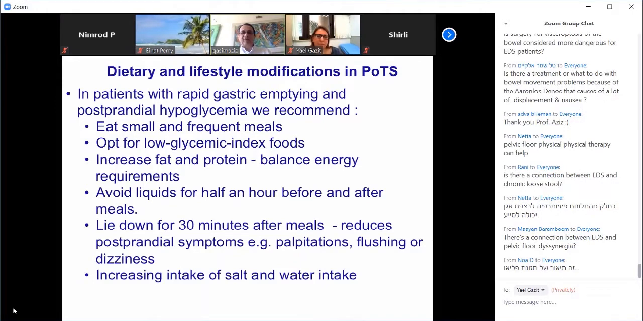Lie down for 30 minutes after a meal, which reduces some of these symptoms of palpitations, flushing, or dizziness. Increase your salt and water intake. And pharmacological management of POTS, which I will not talk about because other colleagues will be talking about that. Pharmacological treatment of POTS sometimes will help the tummy symptoms of POTS as well, and it's worth keeping that in mind.